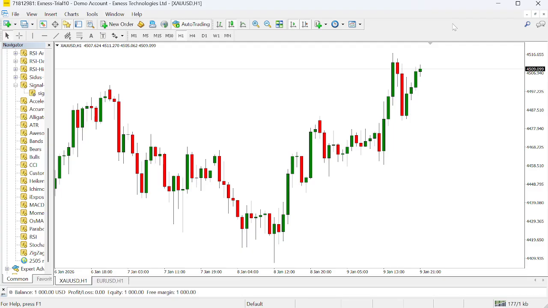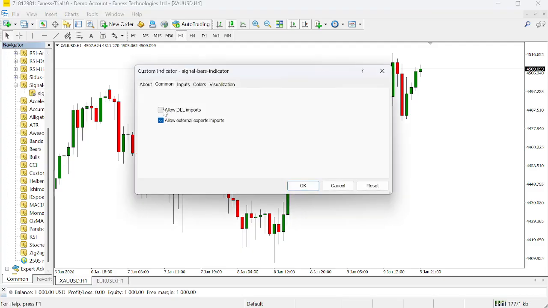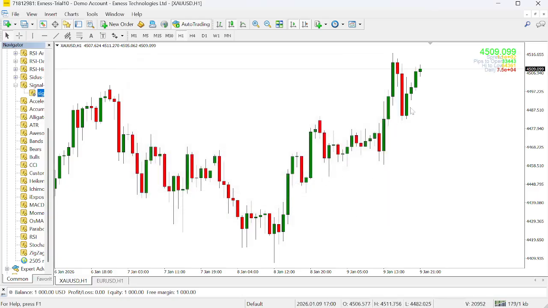At this point, I'll load the indicator on the chart so you can see how it looks in real time. We're about to allow DLL imports. So there we go. We have it installed on our chart.